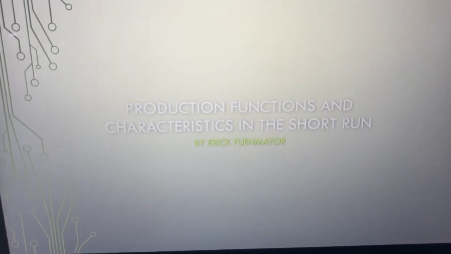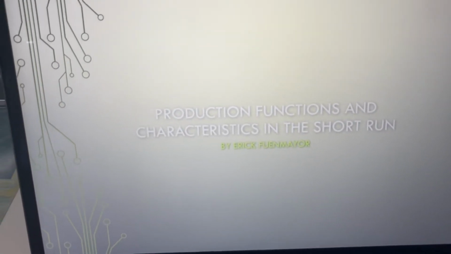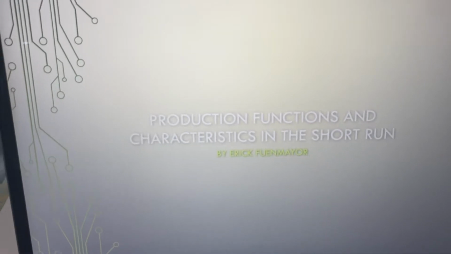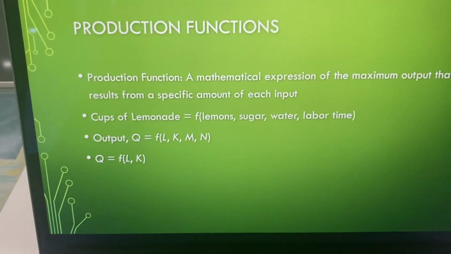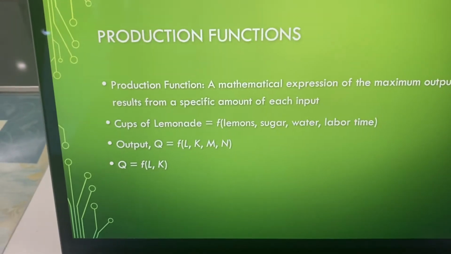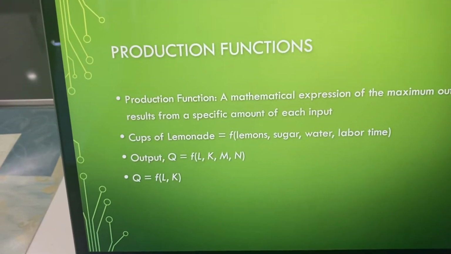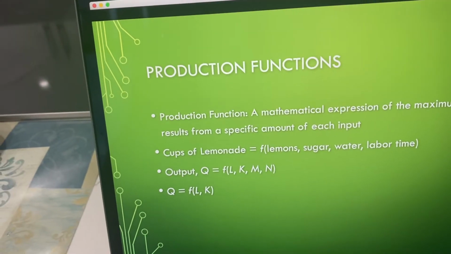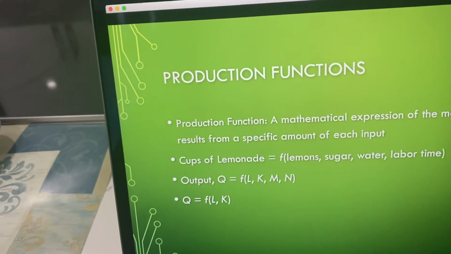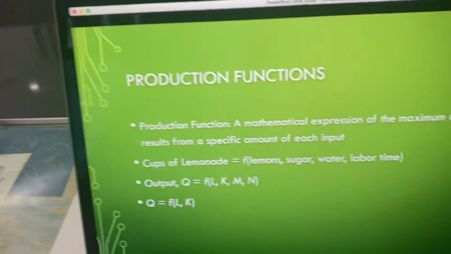Good afternoon, guys. Today we're going to be talking about production functions and characteristics, specifically in the short run. The production function is basically a mathematical expression of the maximum output given input. This means if you have X amount of labor, we are going to get X amount of production.